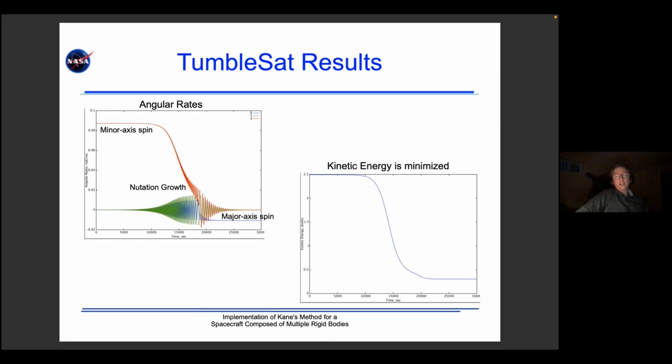And just as a check, if I take the same system and lock all the joints, so there's actually no freedom in there, then it stays at a minor axis spin the whole time. So what I've tried to demonstrate is that I do have multi-body dynamics. The bodies are interacting with each other, and it reproduces a result that we knew.